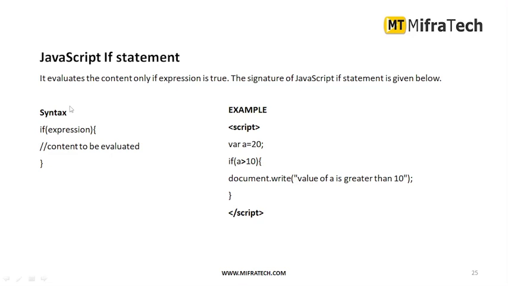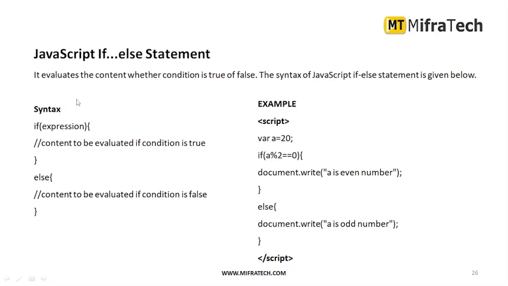You can see the syntax: if expression, a is greater than 10, and the variable is declared as 20. If a is greater than 10, the output will be displayed. Then if else statement evaluates the content whether the condition is true or false. Here in the syntax you can see if expression, else another content. If the first expression is false, the next expression will be tested, and then the output will be displayed.